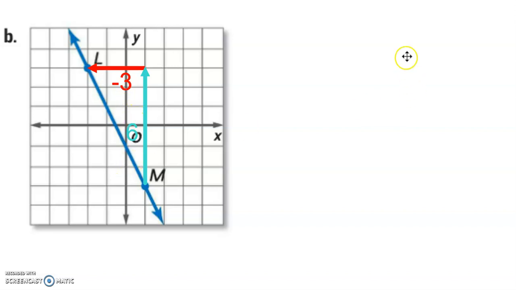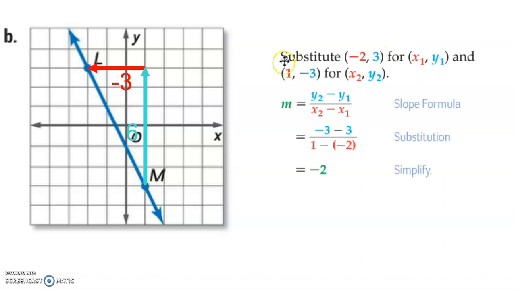Let's use the formula to verify that. So my point L is at negative 2, positive 3. Point M is at positive 1, negative 3. I have my two y values from the points. y2 is negative 3. y1 is positive 3. x2 is positive 1. x1 is negative 2. So I'm just plugging those in for those values.